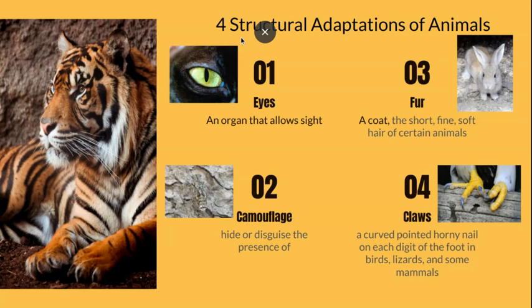So there's four main types of structural adaptations in animals. The first one we have are its eyes, of course. That's like one of the main ones. Like as soon as you look at an animal, you see their eyes. Okay. The second one is called camouflage, and I talked a little bit about that yesterday.